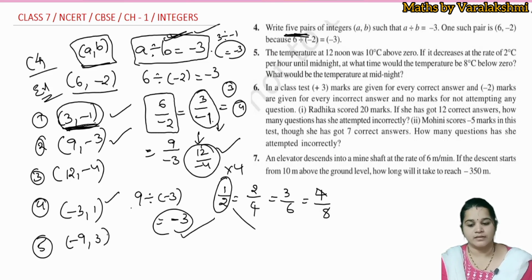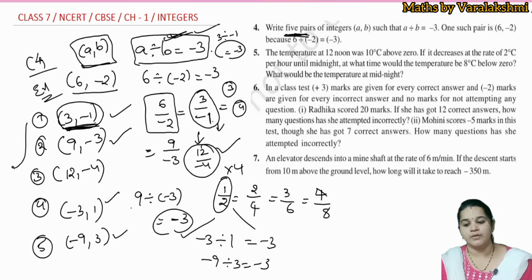So let us check whether these two integers have satisfied the condition or not. A divided by b, which means minus 3 divided by 1, that is minus 3 only. Minus 9 divided by 3, that is minus 3 only. So all these are the required pairs of integers satisfying a divided by b equal to minus 3.